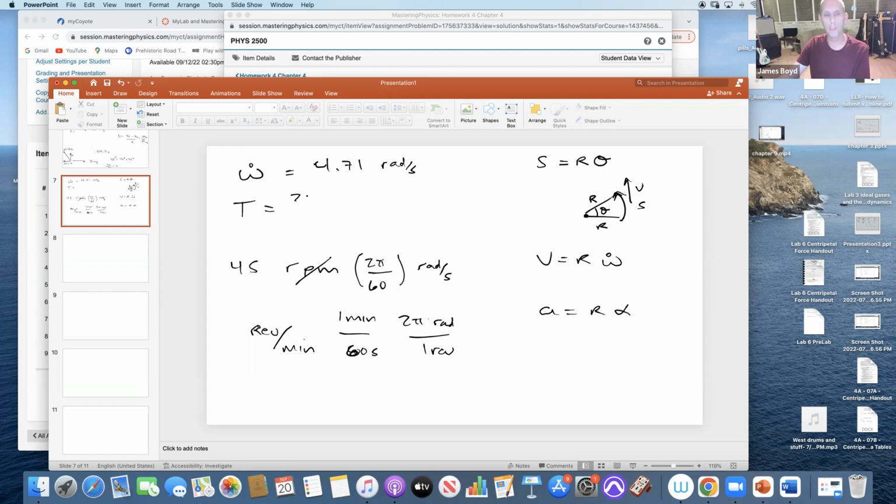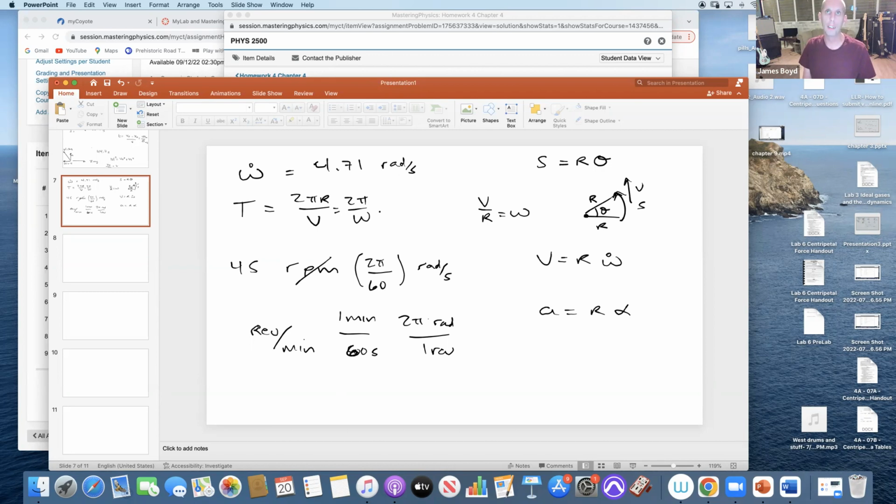Now the period, this is actually kind of nice. The period, if you remember, was 2 pi r over v for uniform circular motion. However, looking at this, v over r is omega. Just divide by r on both sides. Therefore, this is equal to 2 pi over omega. The period is 2 pi over omega, and that's very nice.